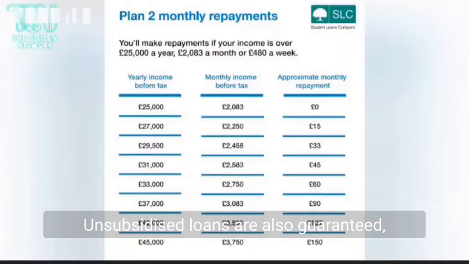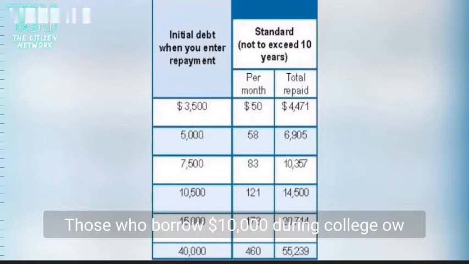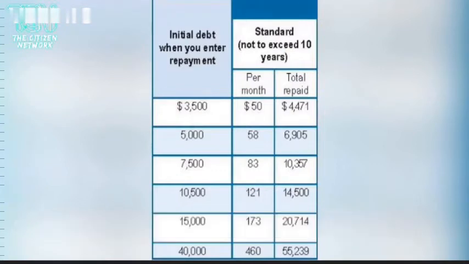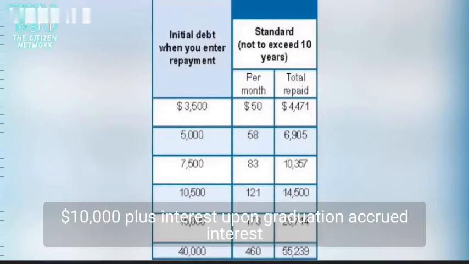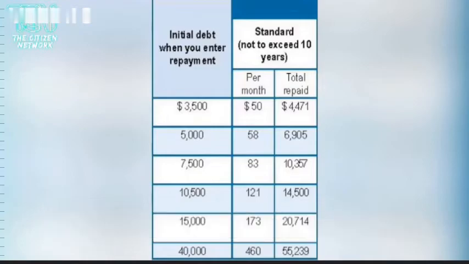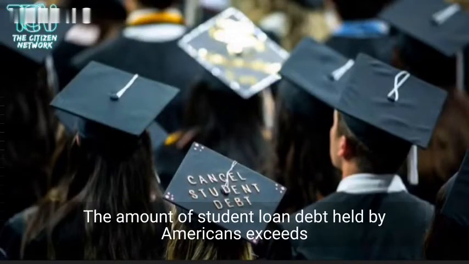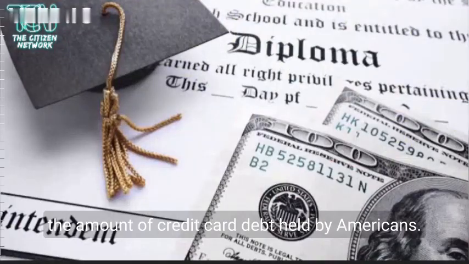Unsubsidized loans are also guaranteed, but interest accrues during study. Nearly all students are eligible for these loans regardless of financial need. Those who borrow $10,000 during college owe $10,000 plus interest upon graduation. Accrued interest is added to the loan amount, and the borrower makes payments on the total. Students can make payments while studying. The amount of student loan debt held by Americans exceeds the amount of credit card debt held by Americans.